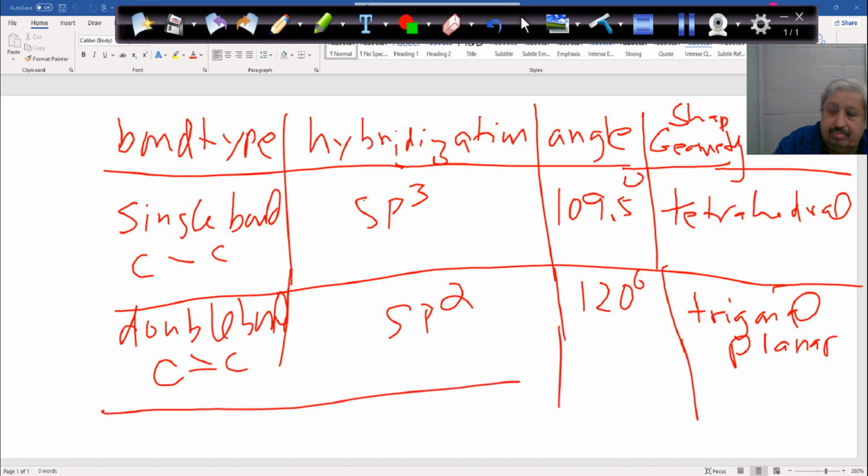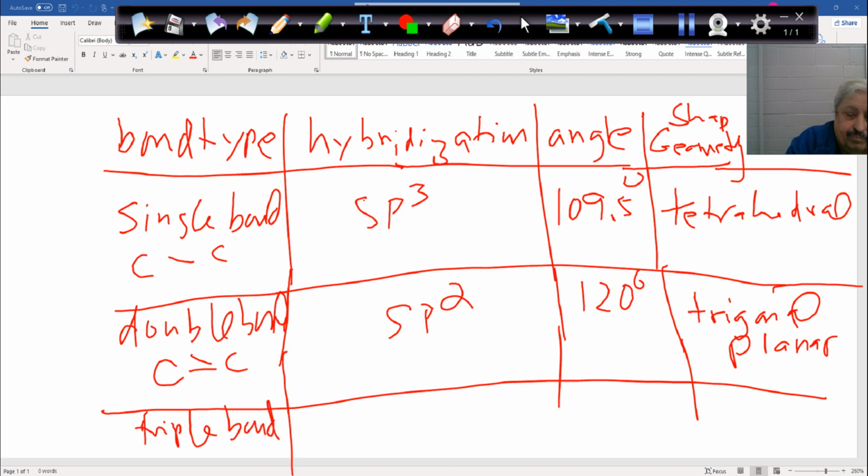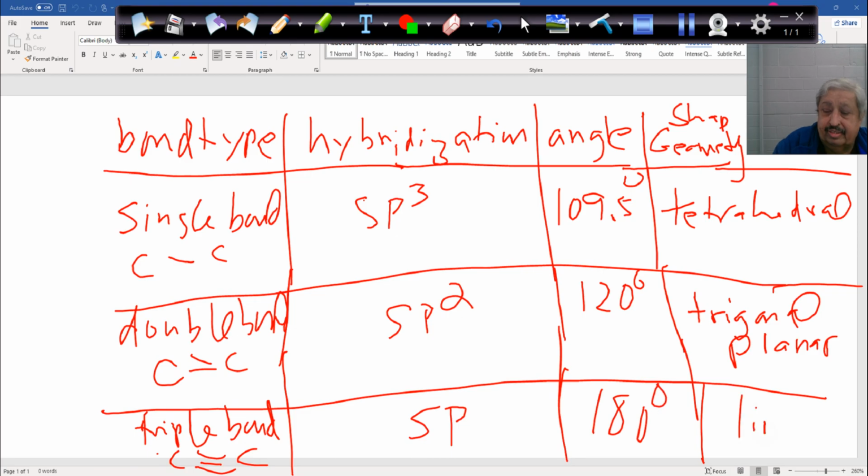And if I have a triple bond, this is C triple bond, and the hybridization is sp. The angle is 180 degrees, and it is linear. So with this information, I would like you to memorize it because it might be on the coming final exam, asking you about what type of hybridization, if any, with the triple bond.